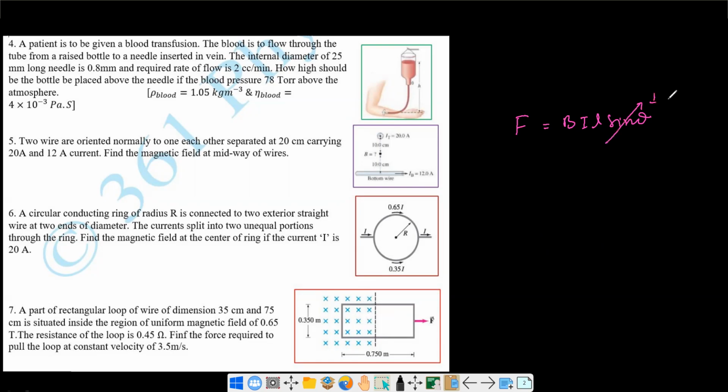So sine theta is going to be equal to 1. So this is going to be BIL. So we have to calculate. Length is given. This is 0.350. Another is magnetic field, which is given. Okay, some Tesla, 0.65 Tesla. Velocity is given. This velocity is maintained.